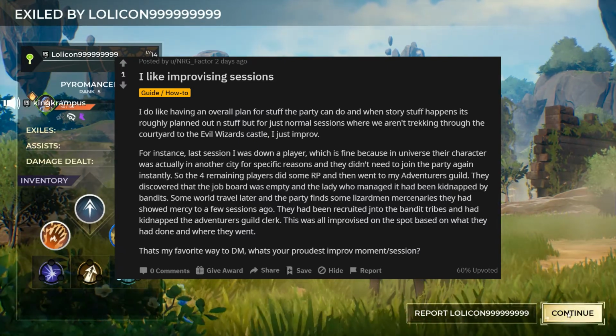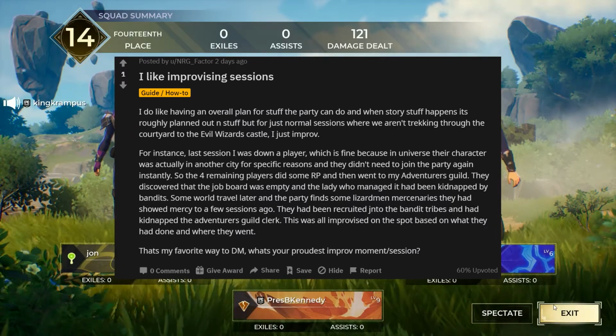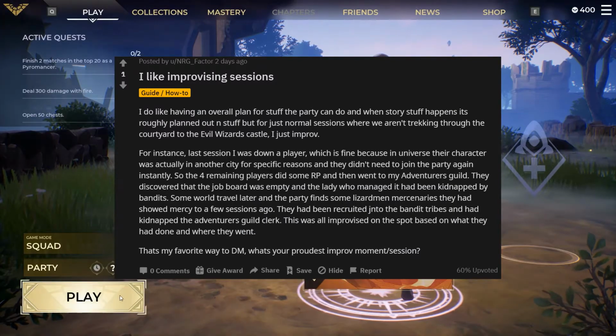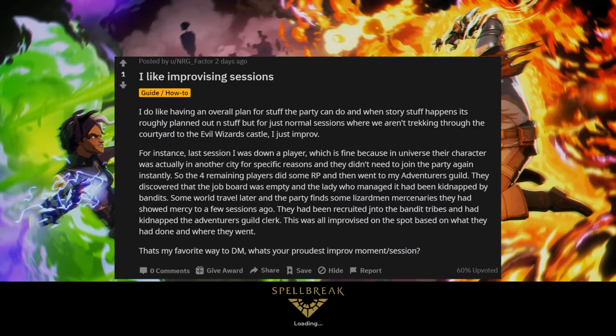Some world travel later and the party finds some lizardmen mercenaries they had shown mercy to a few sessions ago. They had been recruited into the bandit tribes and had kidnapped the Adventurers Guild clerk. This was all improvised on the spot based on what they had done and where they went. That's my favorite way to DM. What's your proudest improv moment or session?